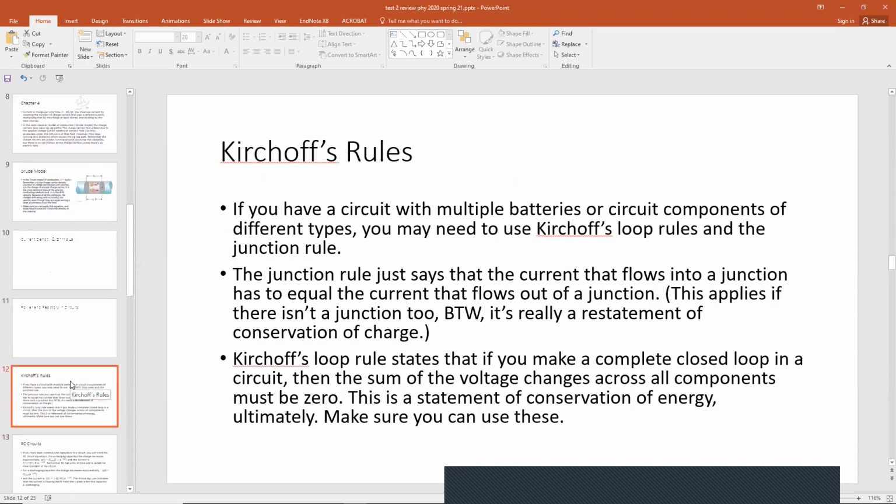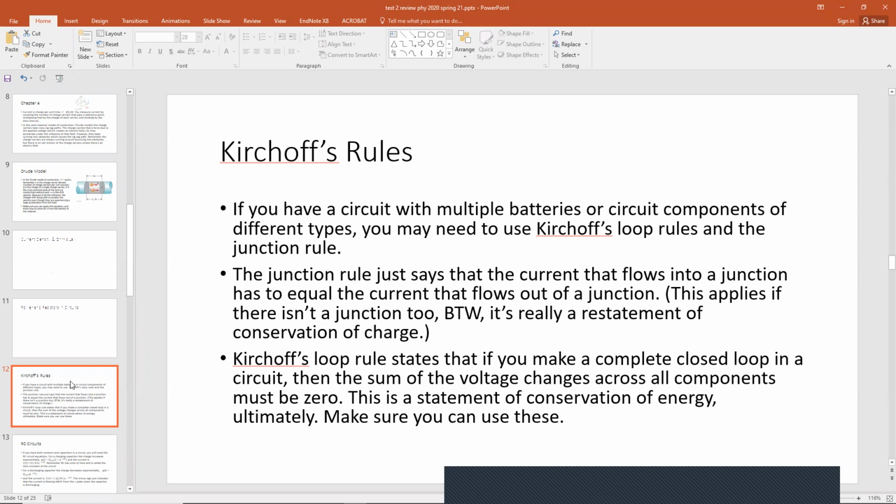Okay, so we talked about how to deal with circuits that have a bunch of capacitors and a battery, and circuits that have a bunch of resistors and a battery. But if you have multiple batteries or crazy things going on in your circuit with different kinds of components, then you need a new strategy. That strategy is Kirchhoff's rules. There are two rules that we go by: the loop rule and the junction rule.